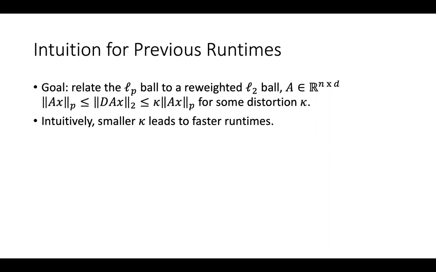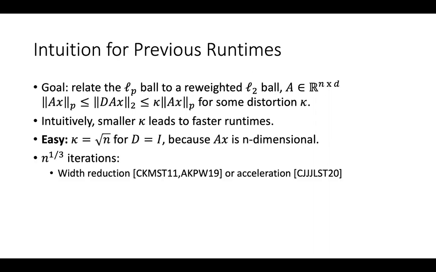So more precisely, if A is the input matrix, we might want to find a diagonal scaling D such that the norm of Ax in P norm is at most the 2 norm of DAx, which is at most kappa times the P norm of Ax. And we want to minimize kappa. Generally, smaller kappa leads to faster runtimes, because that means we're doing a better job of approximating the P norm ball with the 2 norm ball, so we make more progress during each iteration.